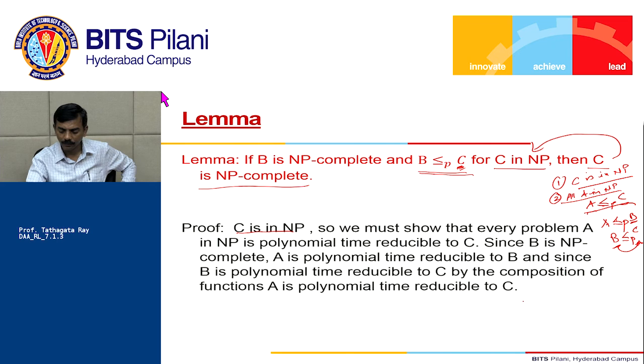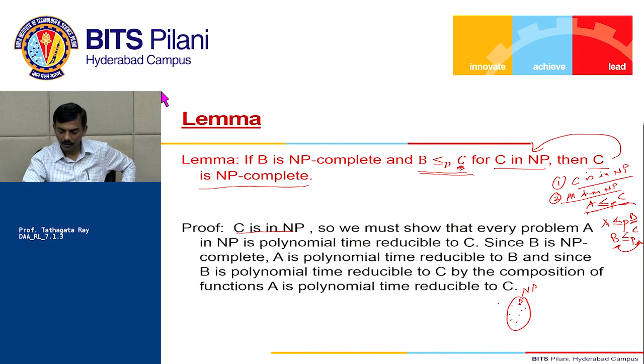Now look at it again. I have A, this is the class NP. I know that B is NP complete. That means all the problems in A are polynomial time reducible to this problem B.